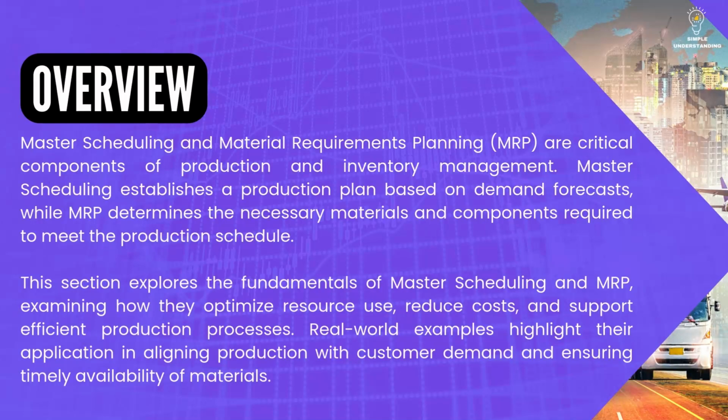Overview. Master scheduling and material requirements planning, MRP, are critical components of production and inventory management. Master scheduling establishes a production plan based on demand forecasts, while MRP determines the necessary materials and components required to meet the production schedule. This section explores the fundamentals of master scheduling and MRP, examining how they optimize resource use, reduce costs, and support efficient production processes. Real-world examples highlight their application in aligning production with customer demand and ensuring timely availability of materials.